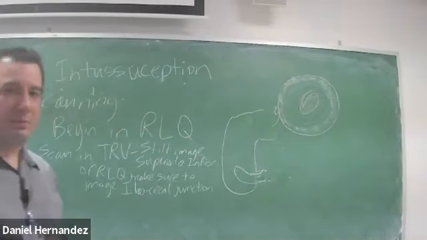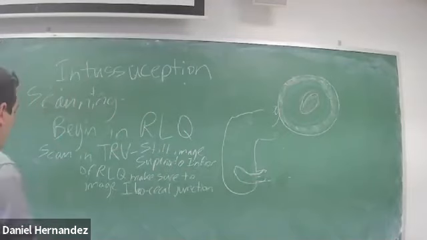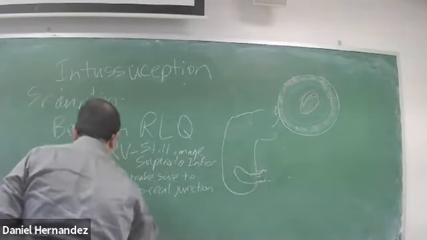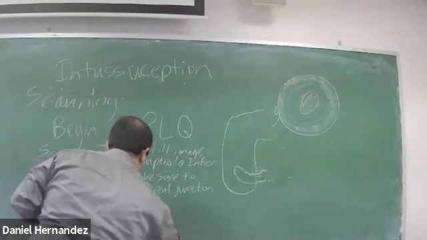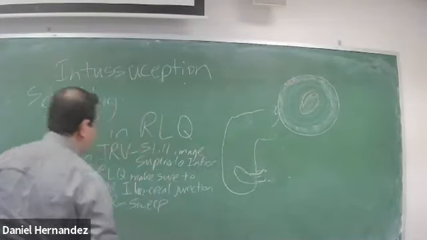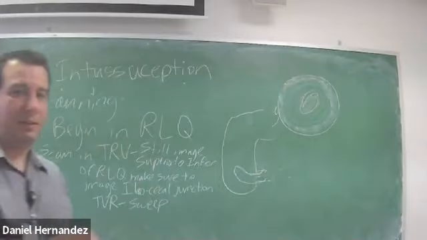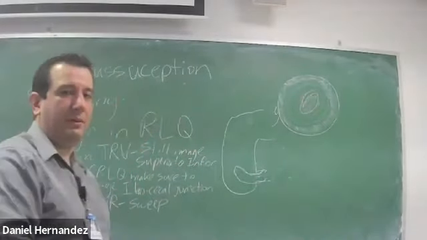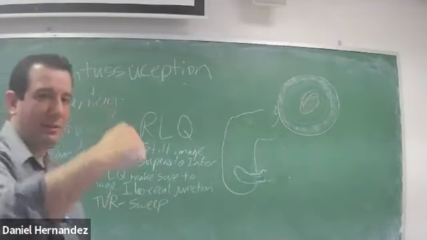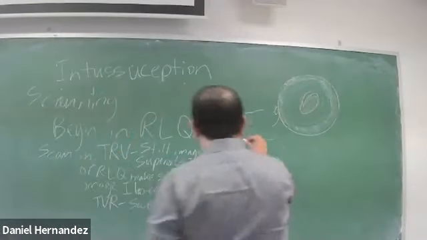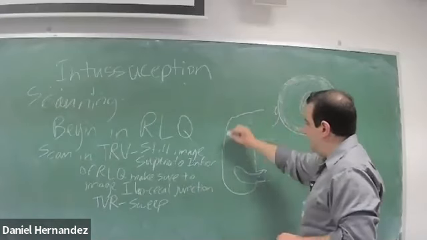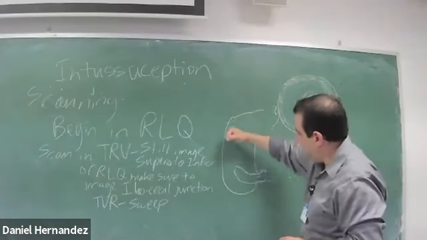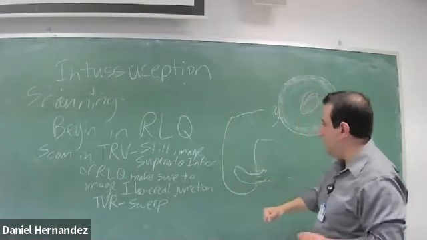Then after I do some still images, I'll do a transverse sweep. I'll take a clip of the right lower quadrant going superior to inferior, just to show the radiologists I've checked. And you're going to be scanning along that ascending colon. So I'll do a transverse sweep, sweeping through the right lower quadrant along the bowel.